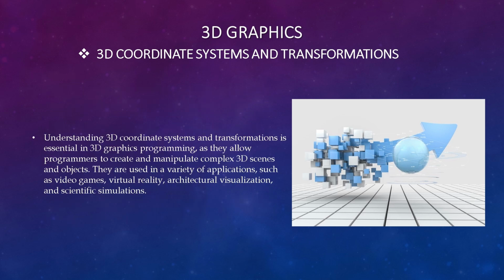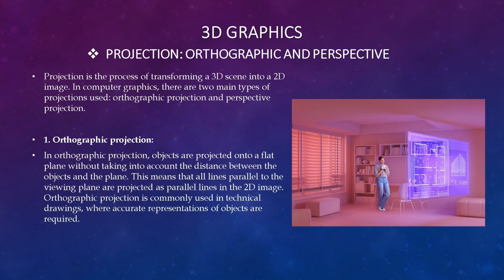The frustum is used in techniques such as perspective projection to create the illusion of depth and distance in a 3D scene. Understanding 3D coordinate systems and transformations is essential in 3D graphics programming, as they allow programmers to create and manipulate complex 3D scenes and objects. They are used in a variety of applications, such as video games, virtual reality, architectural visualization, and scientific simulations.